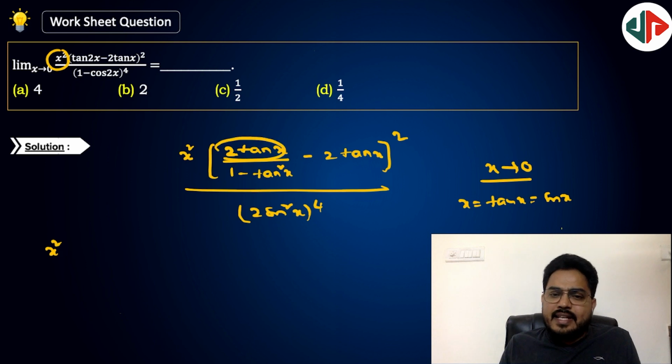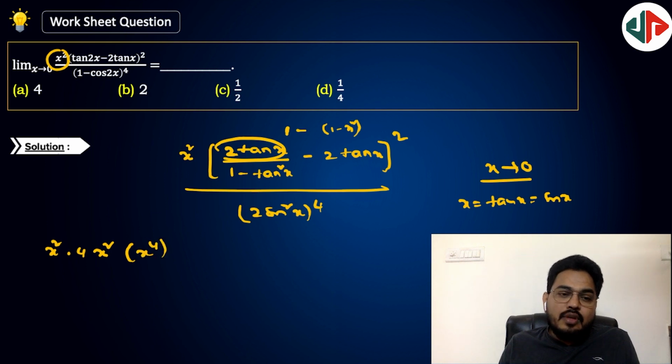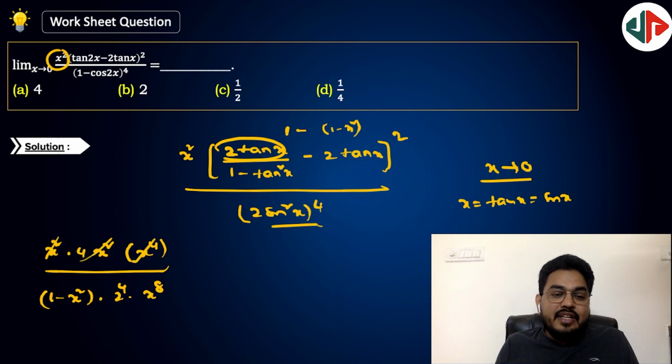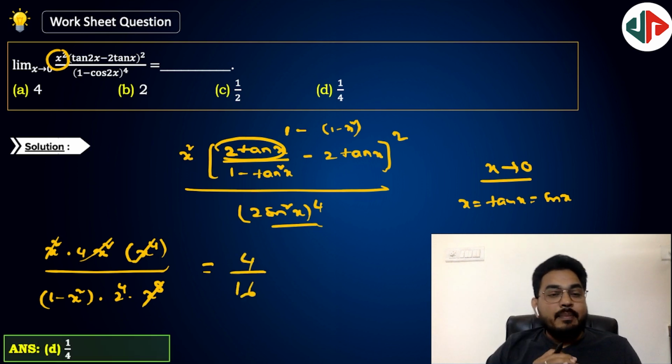If I apply that, this will be x square. Now 2 tan x common I can take. Outside will be 4 tan square x. So I will be writing x square into 1 minus 1 minus x square, because I'm writing this as 1 and 1. So it is x power 4 by 1 minus x square into 2 to the power of 4 x power 8. Okay, I'm writing this value. So x power 8 will be cancelled out. So now x is equal to 0, 4 by 16. So the answer is equal to 1 by 4.